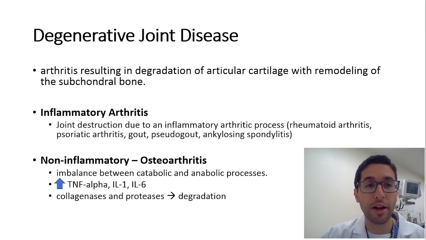All right, moving on to the next category, we have degenerative joint disease. Here we're talking about arthritis. We're talking about arthritic changes that result in the degradation of both the cartilage and remodeling of the bone.